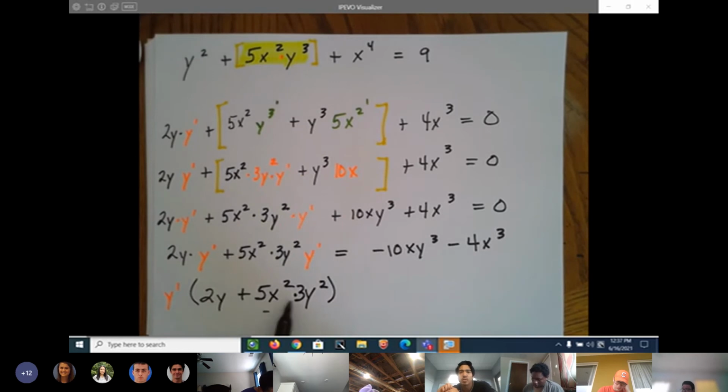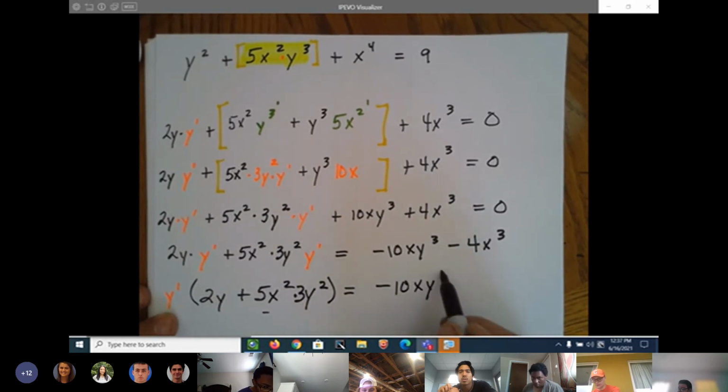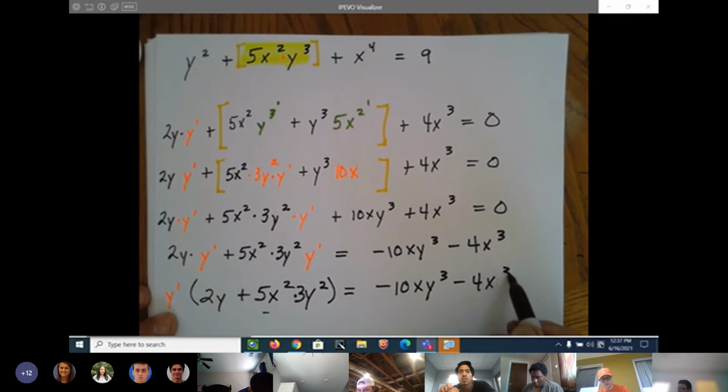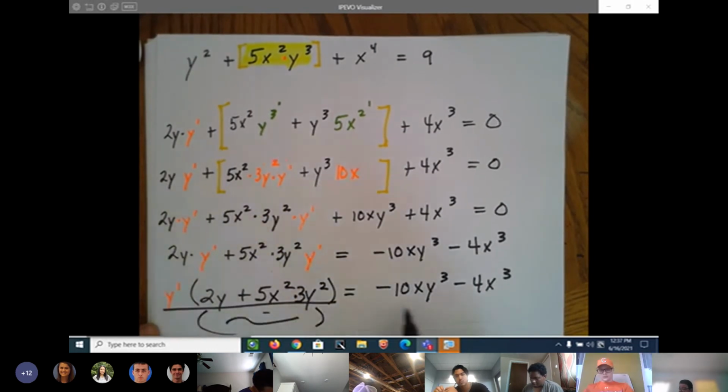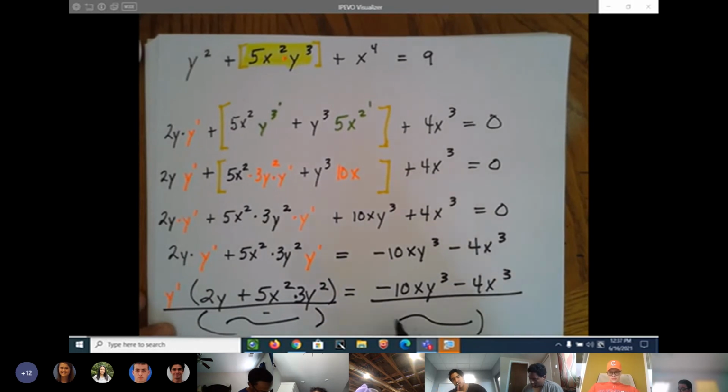And you can combine that and make 15x squared y squared if you want to. I really don't care about that. Equals negative 10xy cubed minus 4x cubed. And now divide by all that trash, and divide by all that trash. And that goes out. And you're left with y prime is equal to negative 10xy cubed minus 4x cubed over 2y plus 5x squared, or 15x squared y squared.